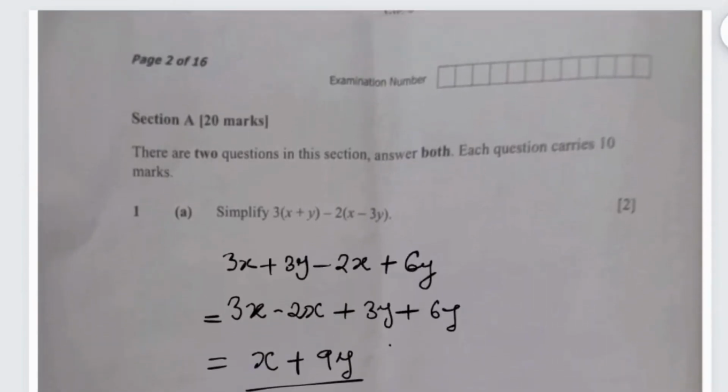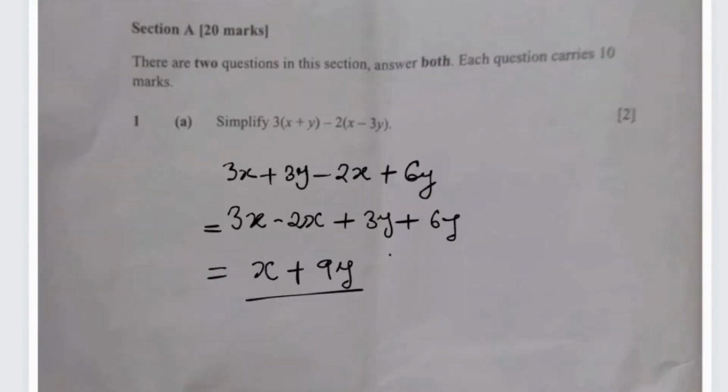And the first question is very simple. Simplify 3 into that sum minus 2 into that difference. So the first step is to expand. So we have 3x plus 3y minus 2x. This is going to be plus, that is negative 2 multiplied by negative 3y, which is 6y. Like terms together, so 3x minus 2x is x, and 3y plus 6y is 9y. And the answer is x plus 9y.